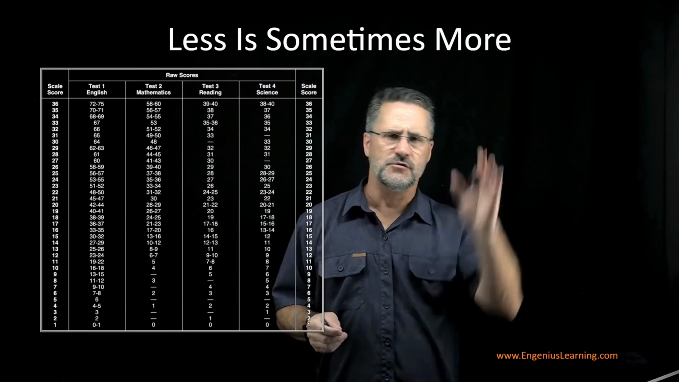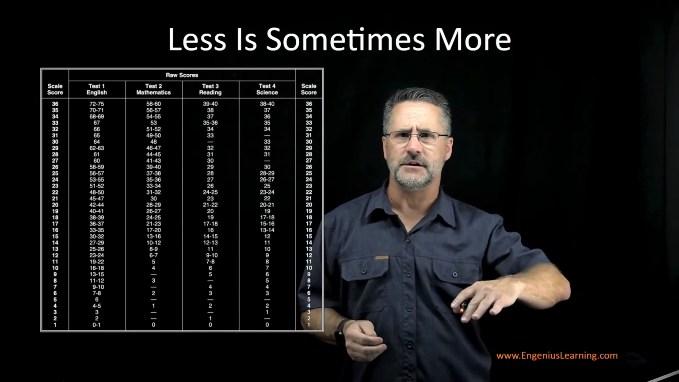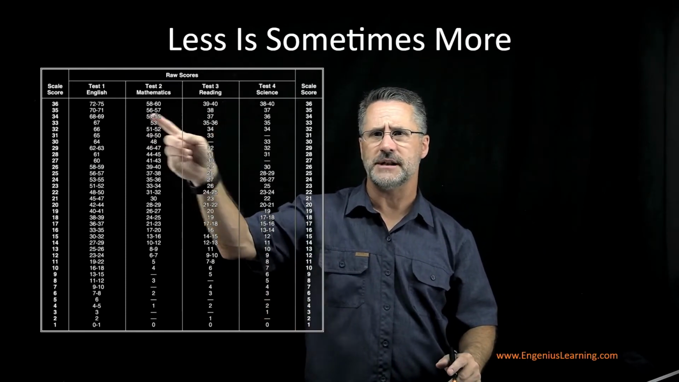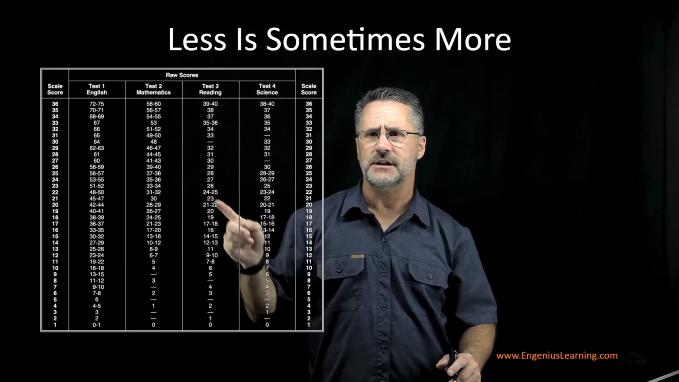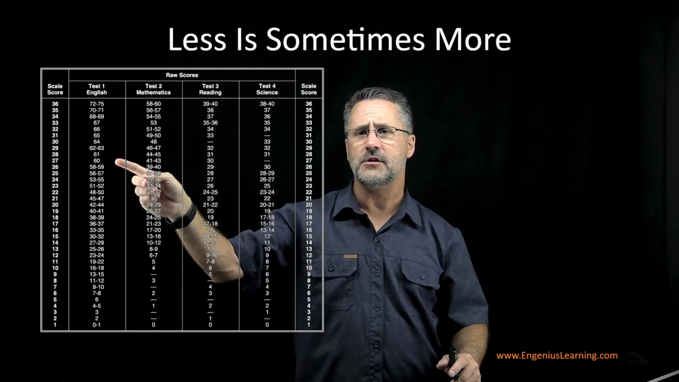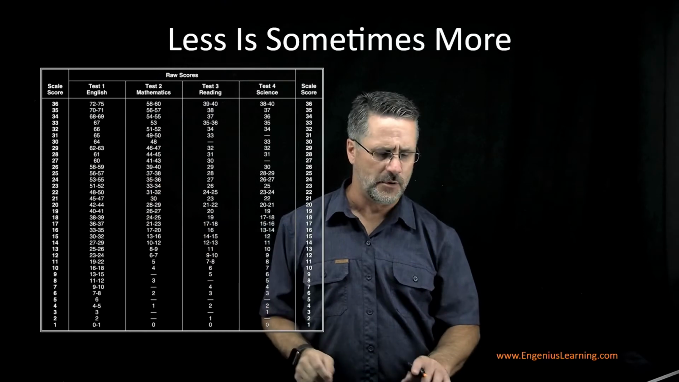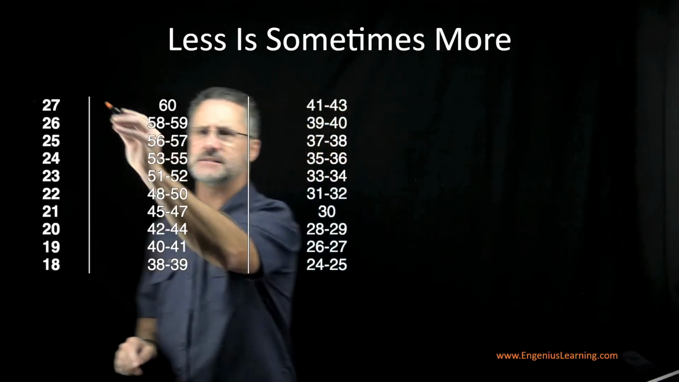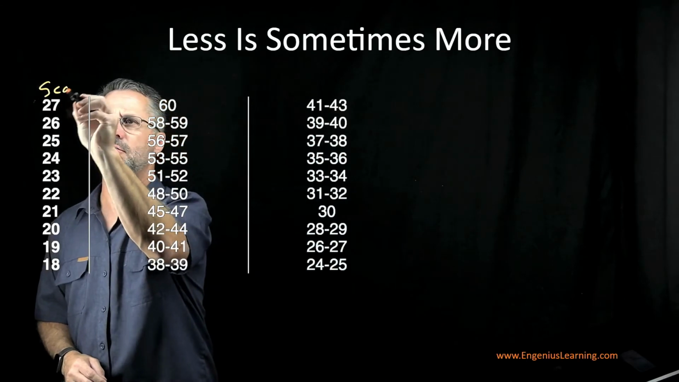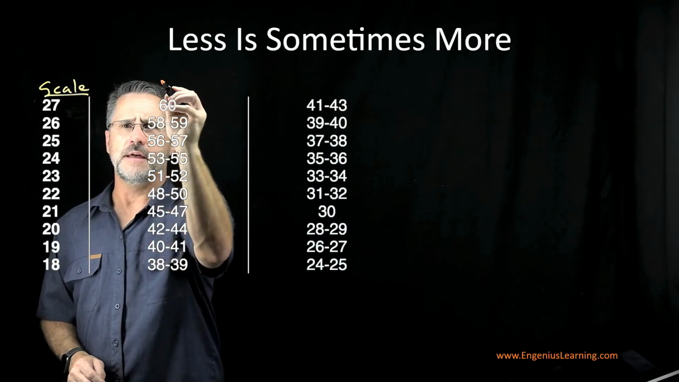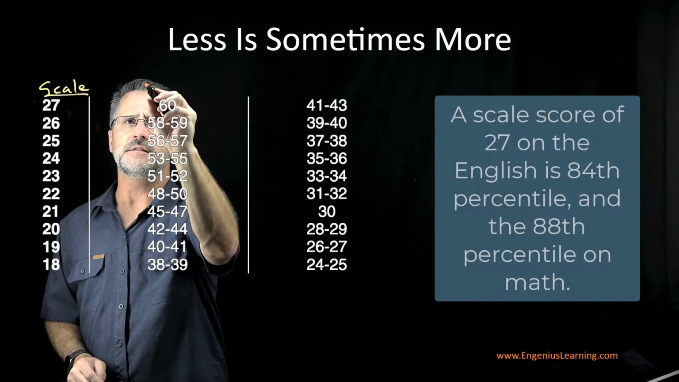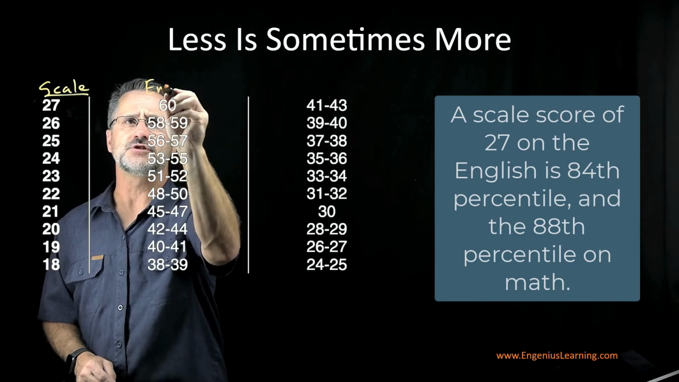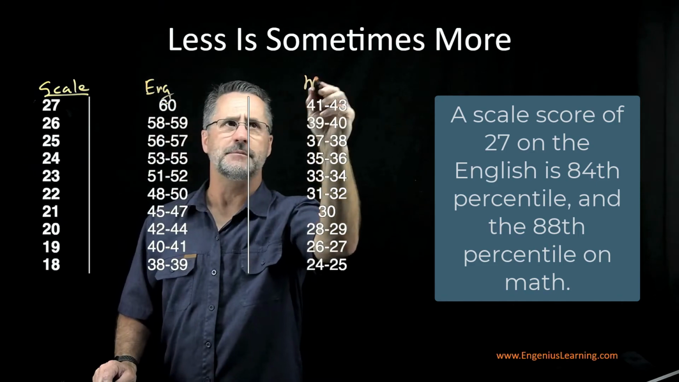So if we were to take a look at the raw score conversion to scales. So you've already gone through and corrected your test, and then you're taking a look at each one of the different sections, right? English, math, reading, and science. And you're trying to figure out, okay, how many questions did I get right and what would my score be? So the easiest thing to do is recognize that this is the scale. And then this is going to be the score chart for the English section. And then this is going to be for math.